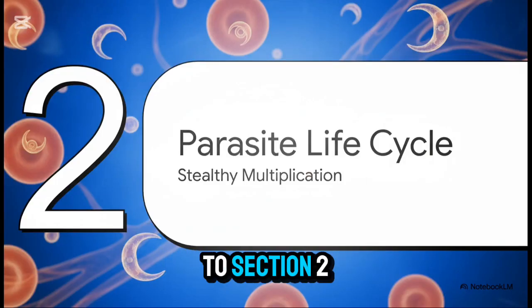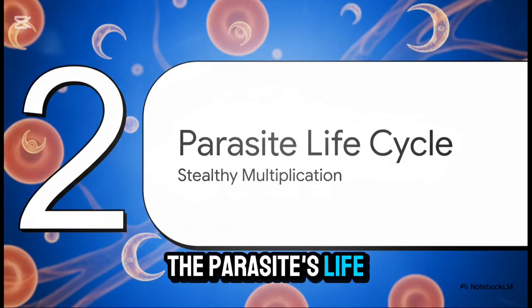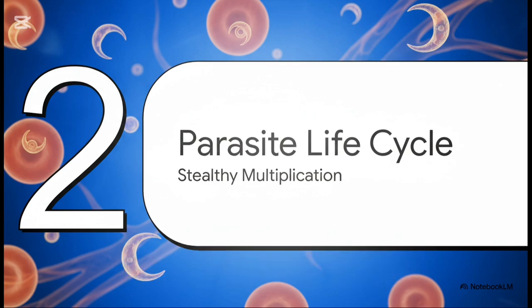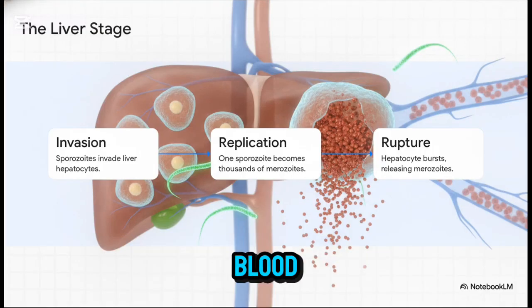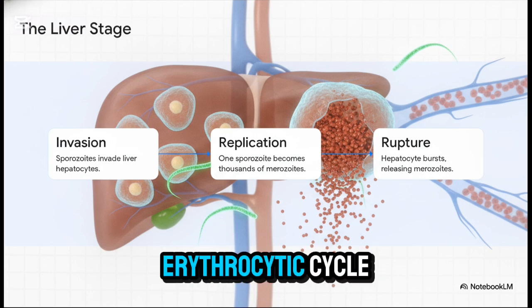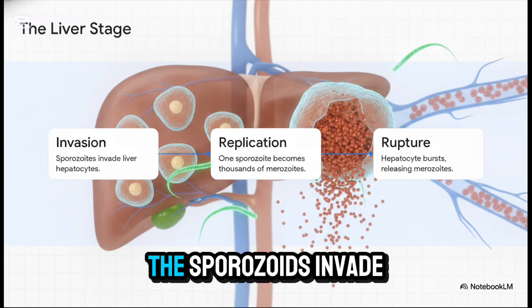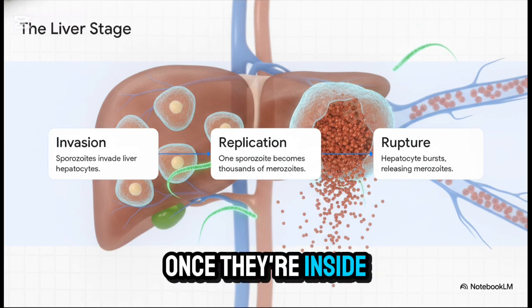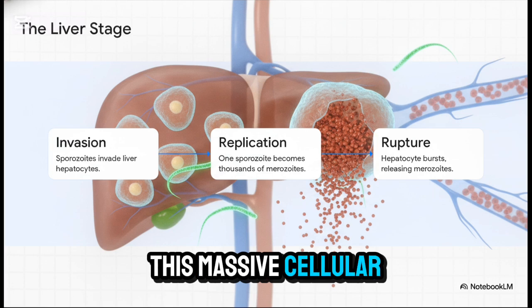Moving right along to Section 2, the parasite's life cycle. This is where the stealthy multiplication happens. Once those sporozoites are in the blood, they make a beeline straight for the liver. During this initial liver stage, or the exoerythrocytic cycle if you want to get technical, the sporozoites invade your liver cells, the hepatocytes, and once they're inside, they pull off this massive cellular heist.